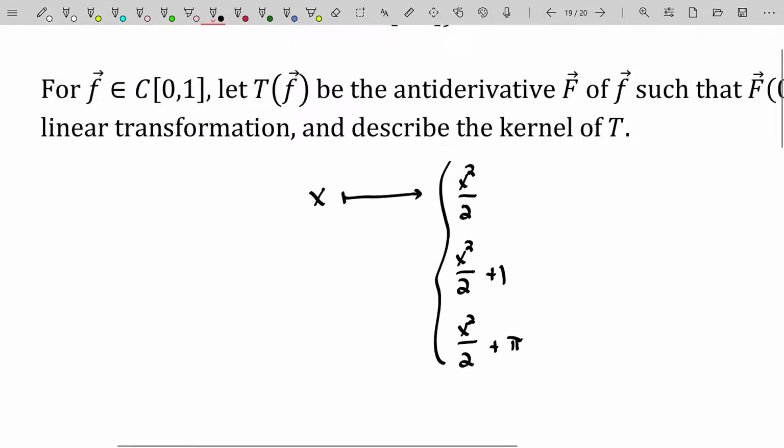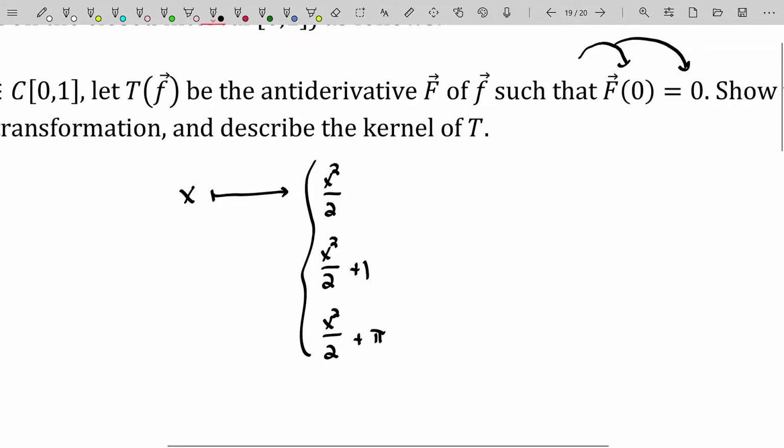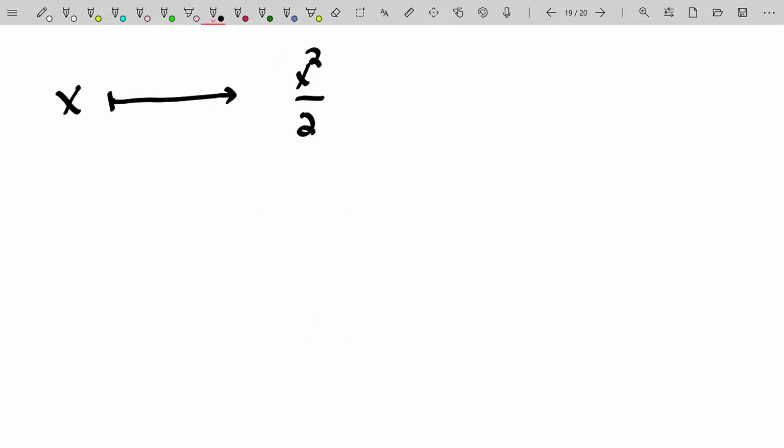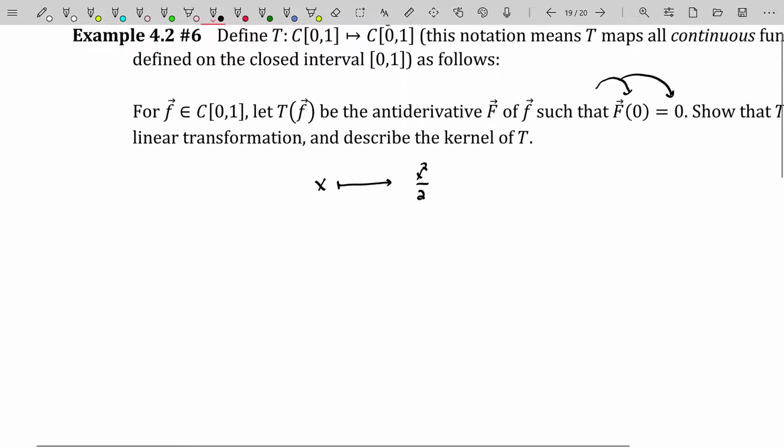However, we're specifically going to map to the antiderivative where the antiderivative at 0 is 0. And if you take a look at all these choices I've listed here, the only one that is 0 at x equals 0 is the very first one. All right, show that T is a linear transformation and describe the kernel of T. That is, describe the null space of the transform. Actually, you can't say the null space in this case because this is not a matrix transformation.